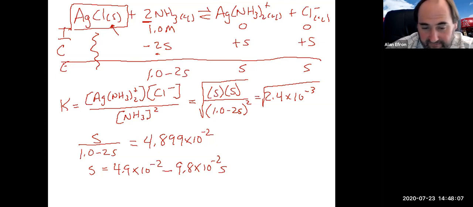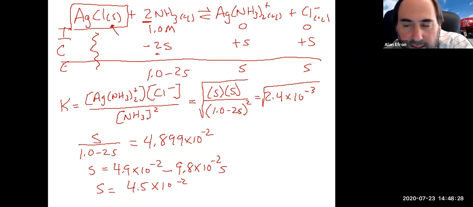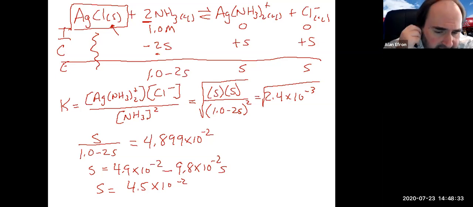And then we're going to divide 4.92 by that, 10 to the minus 2 divided by 1.09 basically. And we end up with an S of, we'll call it, 4.5 times 10 to the minus 2 in terms of our solubility in this compound. That is the solubility of really our silver chloride as well, because when we look at it, it is what S is equal to.